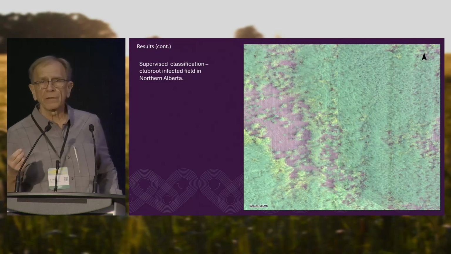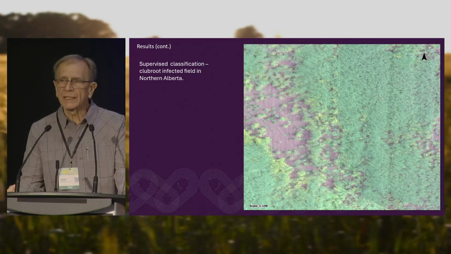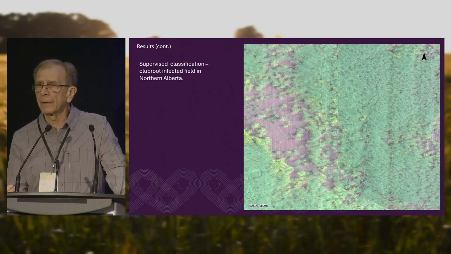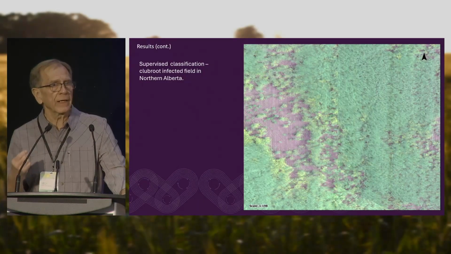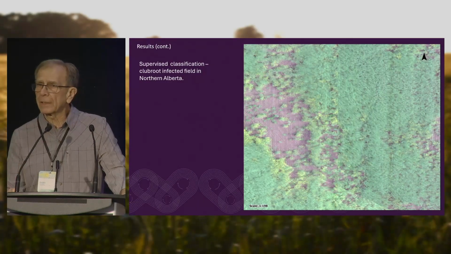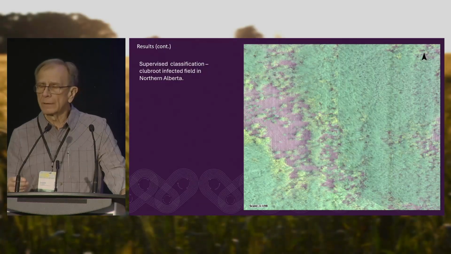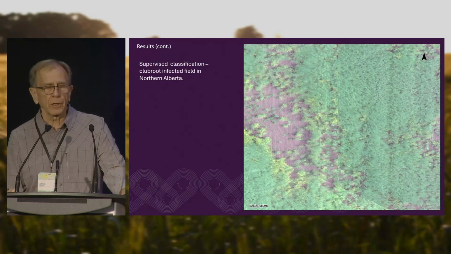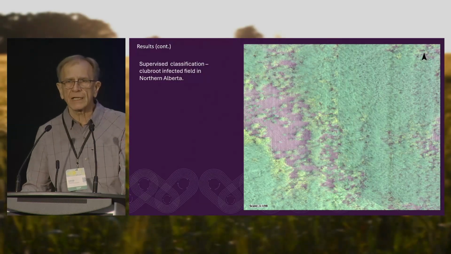So we have a model that works. So the question is, how do we apply that model? Why don't we go ahead and just see if we can map clubroot on a field, just basically using our model. So that's what we're doing here with supervised classification.